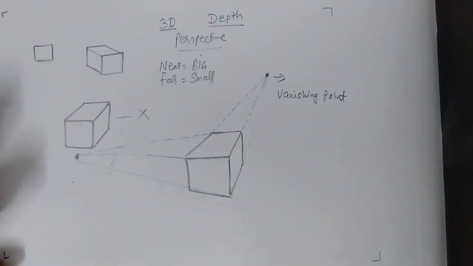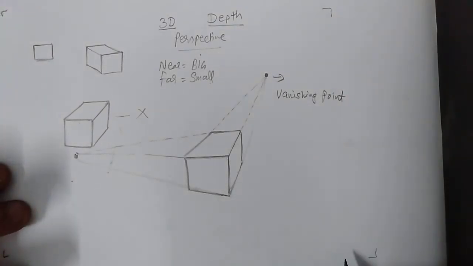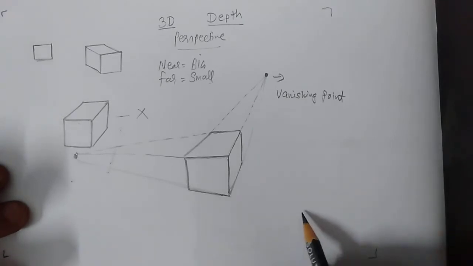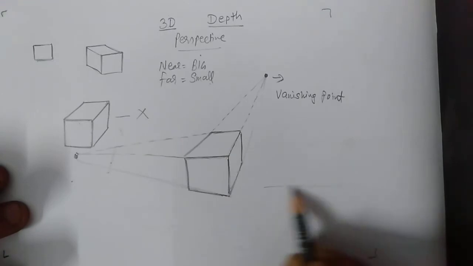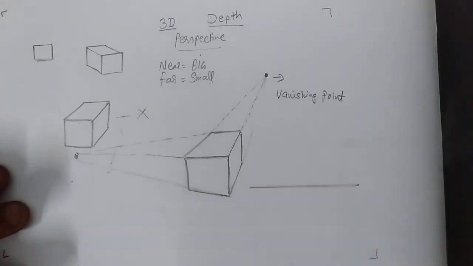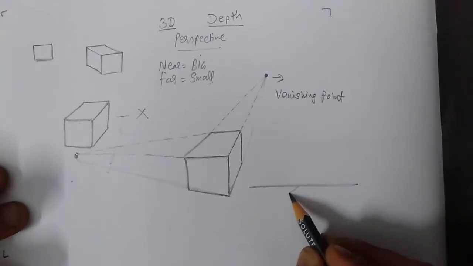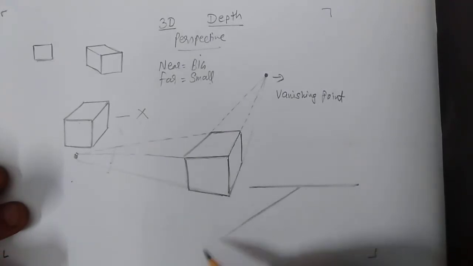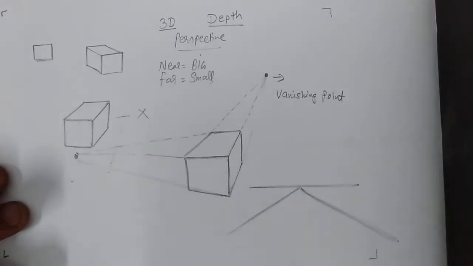Alright, so this concept of vanishing point, it is applicable in each and everything, either it is a geometrical object or else it's an abstract. I will give you another example. Let's imagine a horizon. And imagine a railway line is coming like this.